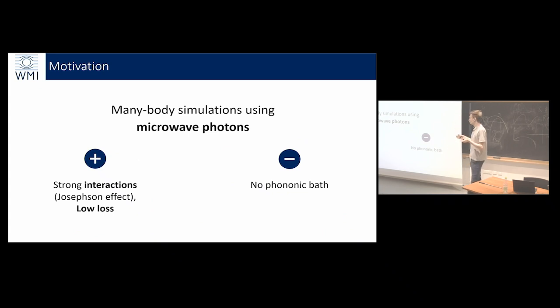Now if you think about how we can use these interactions for many-body simulations, we first of all see that we have the strong interactions which we need. Second, we also realize the superconducting hardware tends to have relatively low loss compared to other photonic platforms, which is a big advantage. However, and that's the problem Louis mentioned, we don't have a way to thermalize these photons without changing the photon number. I formulate this as: we basically don't have a phononic bath, in the sense of low energy degrees of freedom below the energy of the microwave photons.